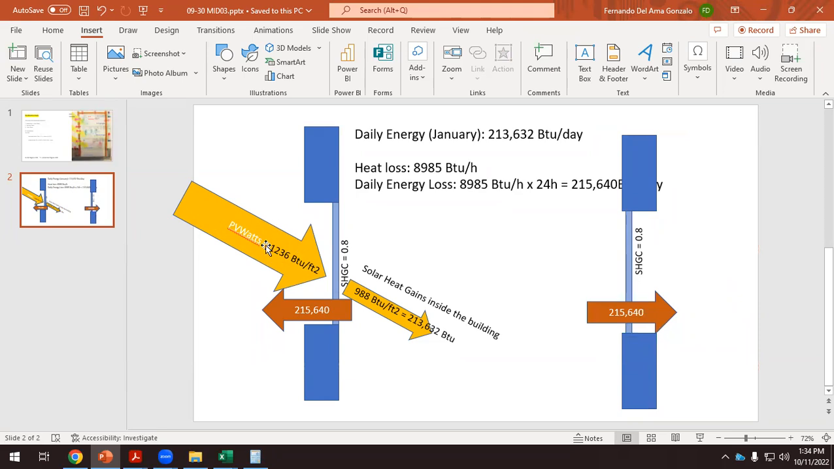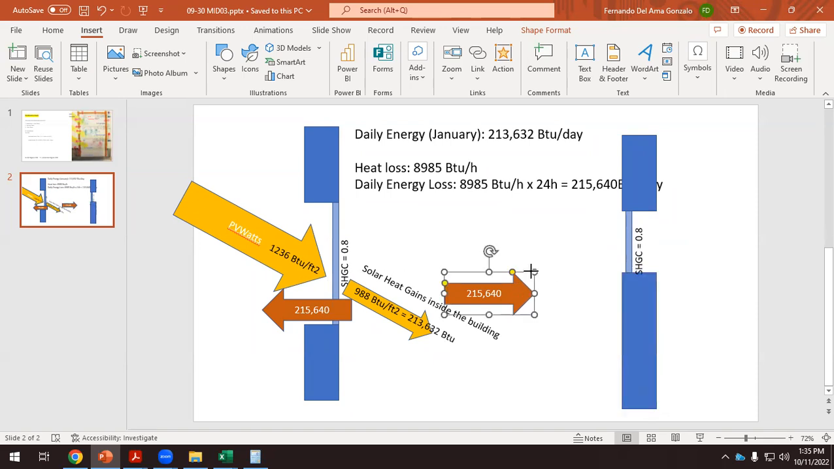Okay, so this is the south, and this is the north. In the south, everything works well because we are losing the same energy that we are gaining. In the north, we are losing all the energy. We are not gaining anything because we don't have sun. So what do you have to do? Reduce the size of the northern window. And then we will reduce this arrow.